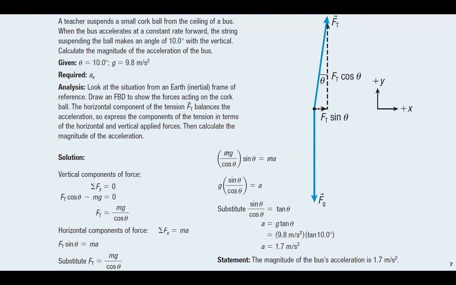Then we can cancel m on both sides of the equation. That gives us g times tangent theta equals a. So a equals g times tangent theta. And put all the values in, we have the acceleration is approximately 1.7 meters per second squared. So the magnitude of the bus acceleration is 1.7 meters per second squared.